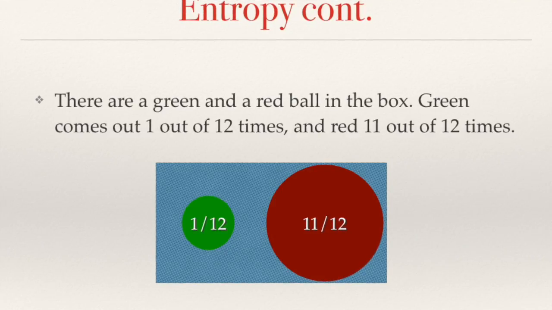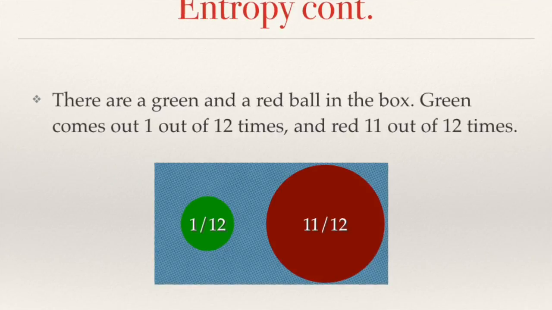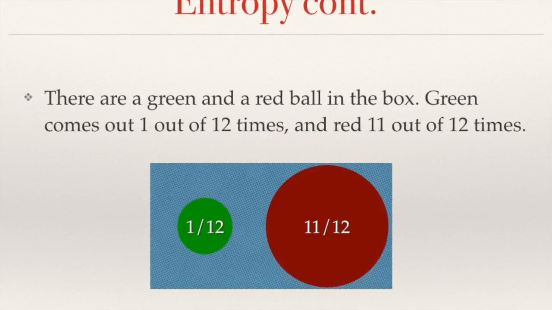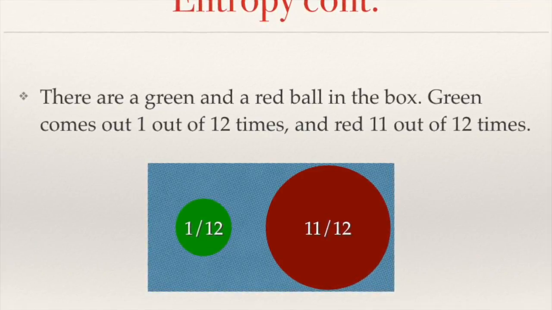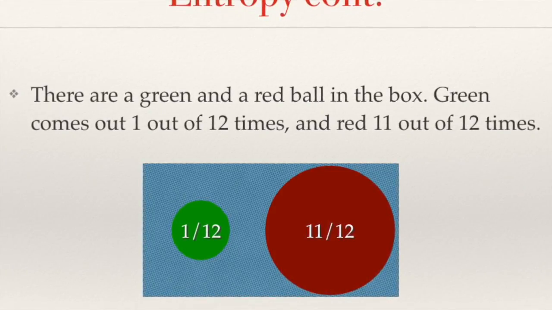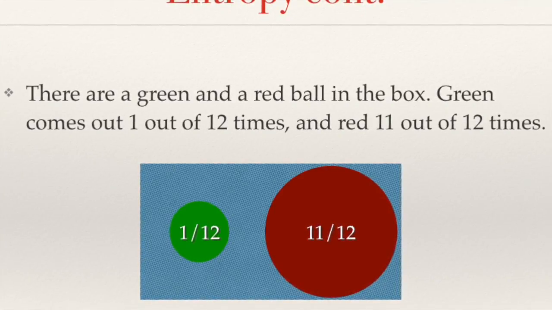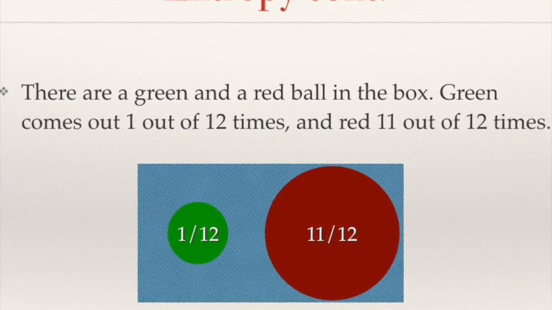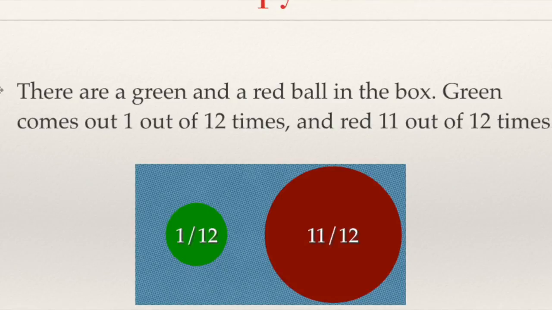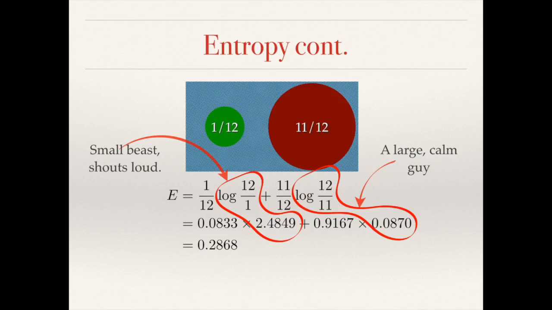To be more specific, let us say that we draw a green ball from this black box. The first event is to draw the green ball, and the probability of this first event, P1, is 1 out of 12, and the probability of P2, drawing the red ball, is 11 out of 12. To compute the entropy of this system, we substitute the quantities using these specific numbers and get this result.